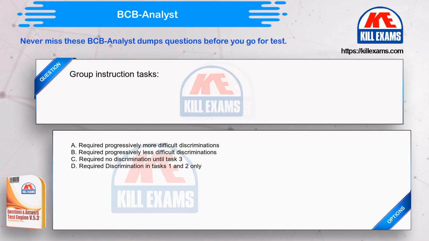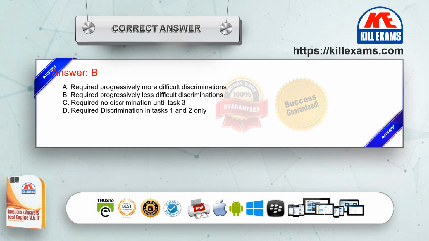Question: group instruction tasks. Option A. Required progressively more difficult discriminations. Option B. Required progressively less difficult discriminations. Option C. Required no discrimination until task 3. Option D. Required discrimination in tasks 1 and 2 only. The correct answer is option B.